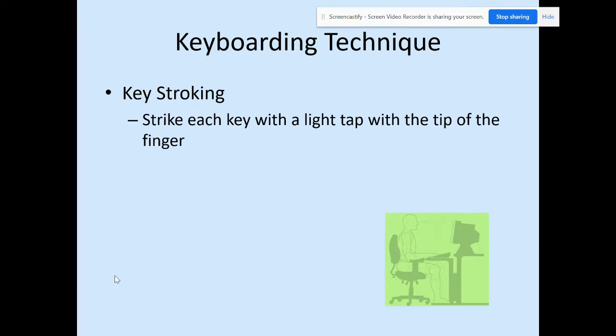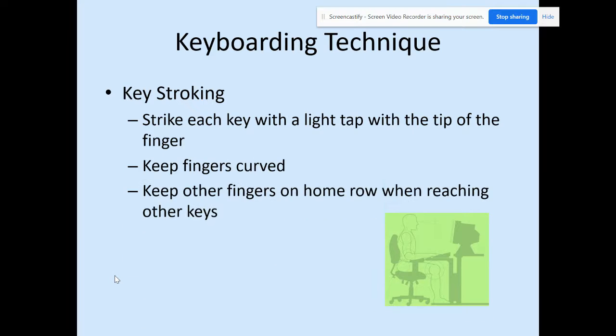Keystroking. So we talked very briefly about home row, and when we put our fingers on home row and we strike the different keys, it should be a light tap and our fingers curved, not straight, but keeping the other fingers on home row when we're not using them, kind of like a central location.